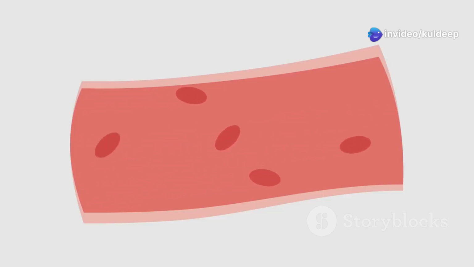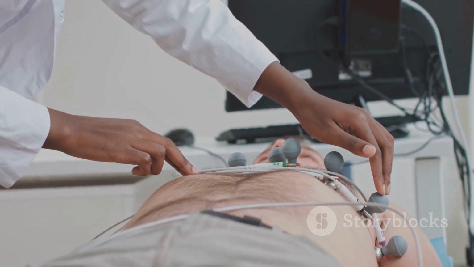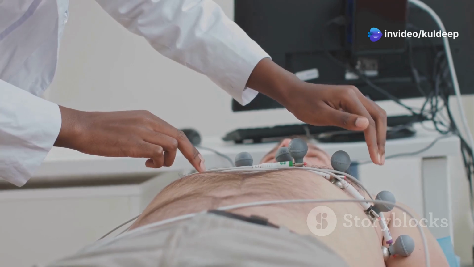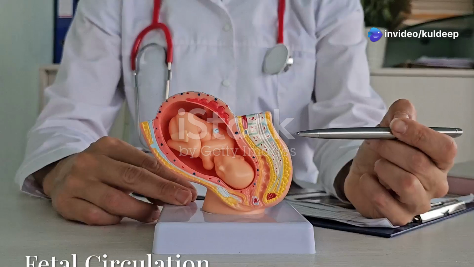Myocardial infarction, commonly known as a heart attack, results from coronary artery blockage. This can cause severe damage to the heart muscle. Lastly, angina pectoris causes chest pain due to poor oxygen supply to the heart. It is a warning sign of underlying heart problems and should not be ignored.